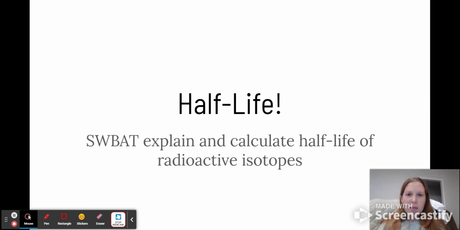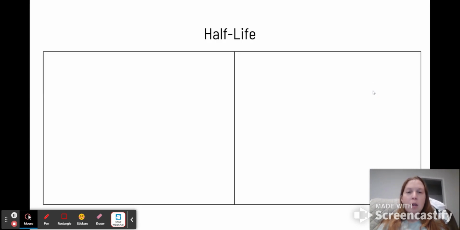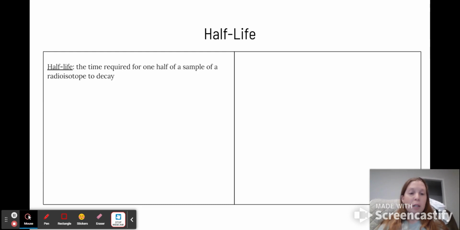Hi everyone, this is our lesson on half-life, and by the end of this lesson you should be able to explain and calculate half-life of radioactive isotopes. So let's first define what half-life is: it is the amount of time required for 1/2 of your sample of a radioisotope to decay.